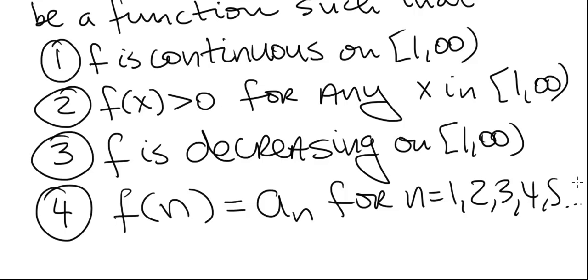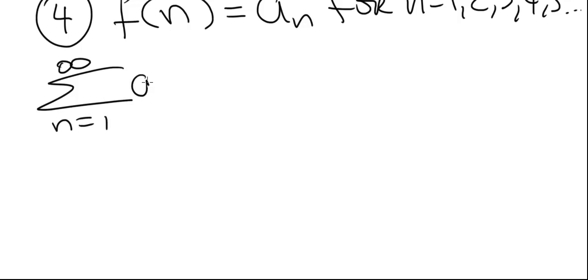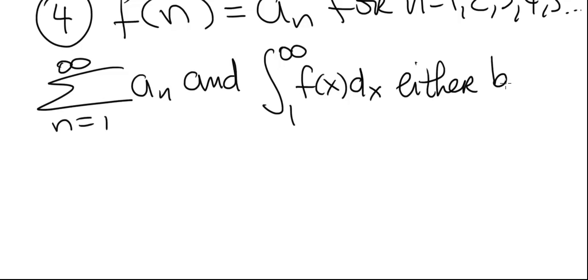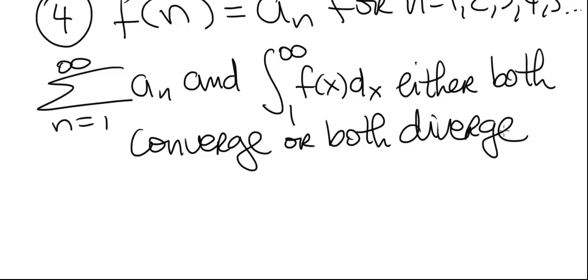So if we can find such a function that meets all these conditions, then the conclusion of the integral test is that the series summation n equals 1 to infinity of a sub n and the improper integral from 1 to infinity of our function f either both converge or both diverge. Now what this says is that they both converge or both diverge. If they both converge, it does not say that they converge to the same limit. In fact, that is not the case.